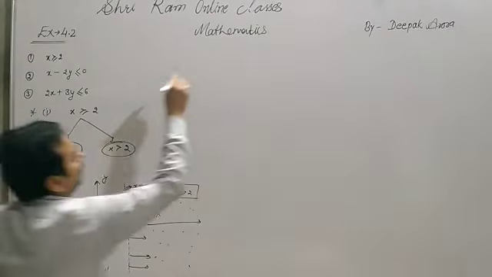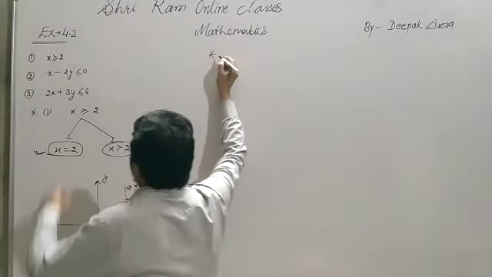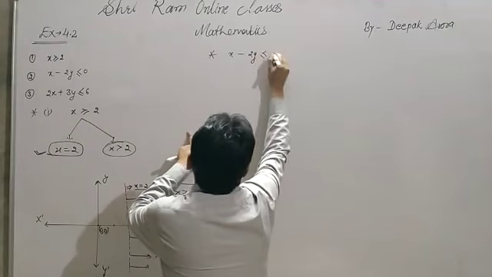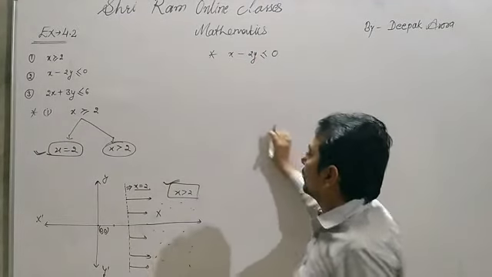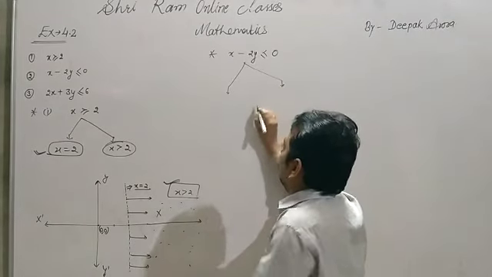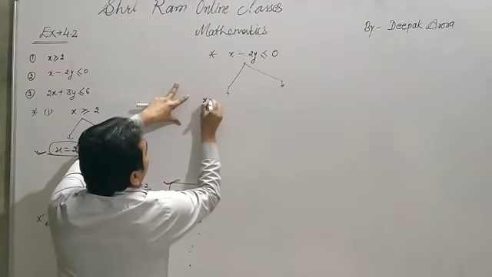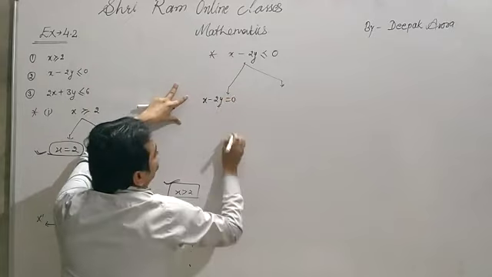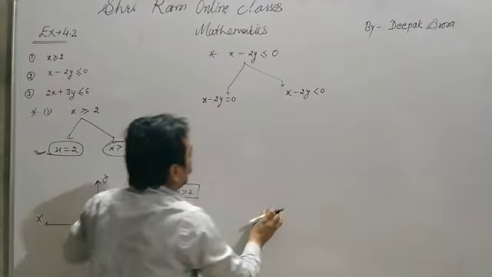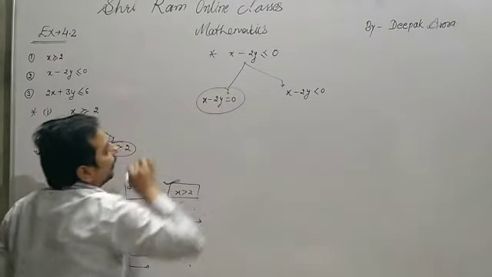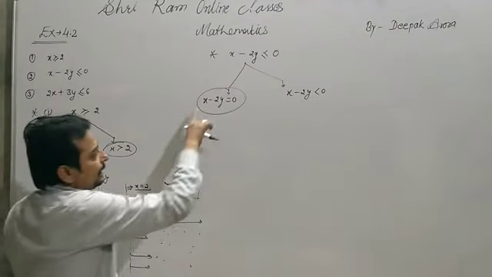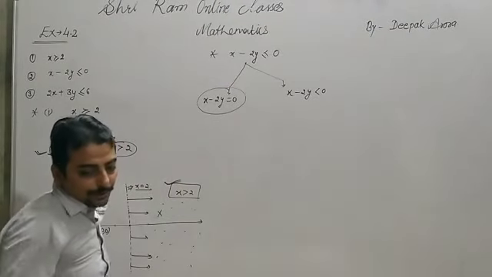Now the second question will be x minus 2y is less than or equal to 0. First of all we break the inequality into two parts. The first will be x minus 2y is equal to 0 and the second is x minus 2y is less than 0. First we make a line from the first part, x minus 2y equal to 0.